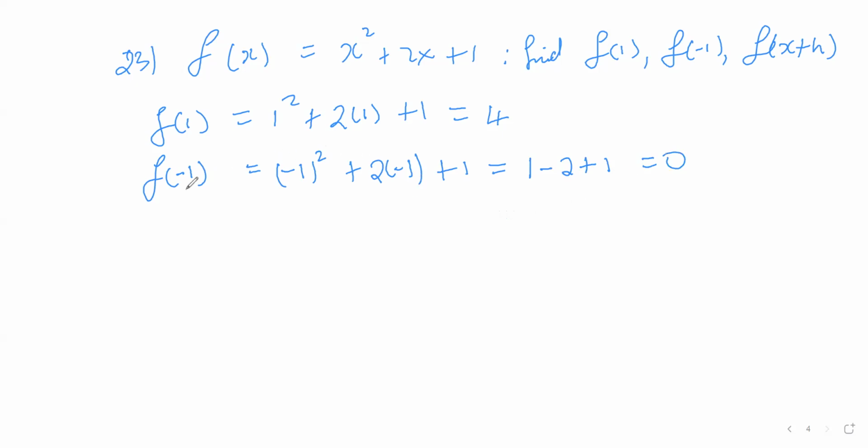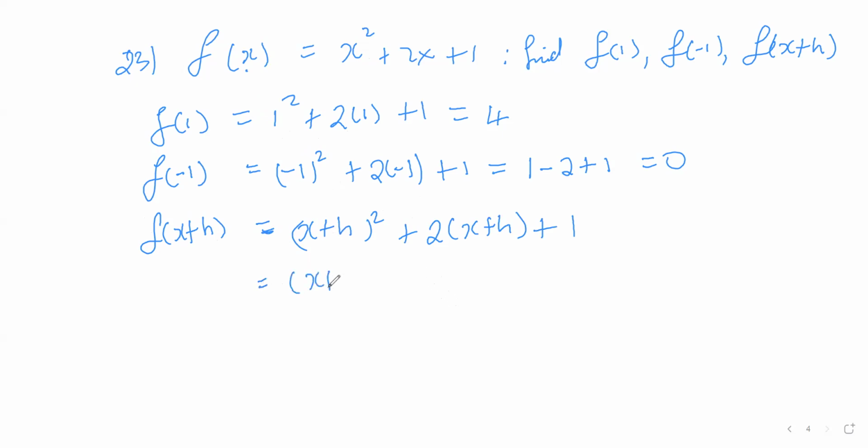Okay, and f of x plus h will be, replace every x in the expression with x plus h, basically. All right, so it becomes (x plus h) squared plus 2(x plus h) plus 1. Same story, okay? We can open up our brackets.